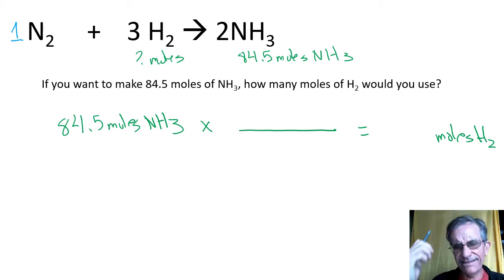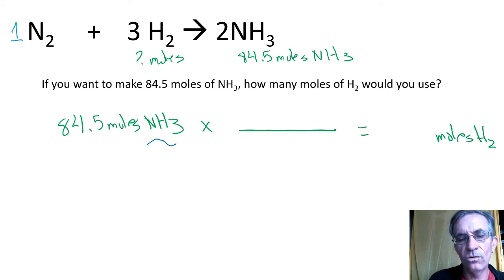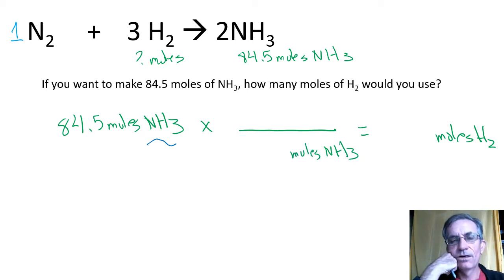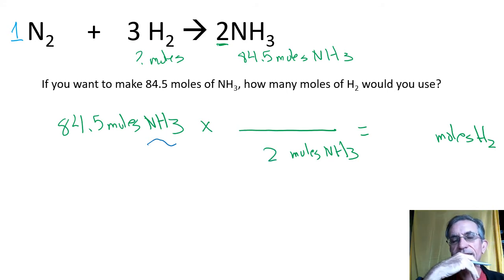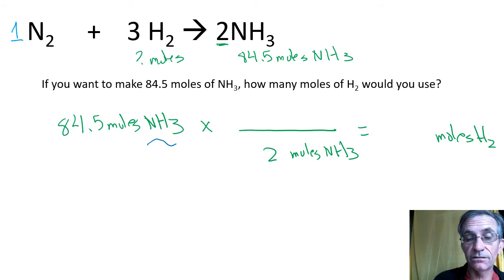All right, so let's see if this is making a little sense. You have ammonia here, so that means you need to put ammonia on the bottom to get rid of it. Moles of ammonia to be exact. What number goes on the bottom? It should be ammonia's coefficient, which is a 2. So if you want to get rid of ammonia, you put it on the bottom, and that makes its coefficient go on the bottom.